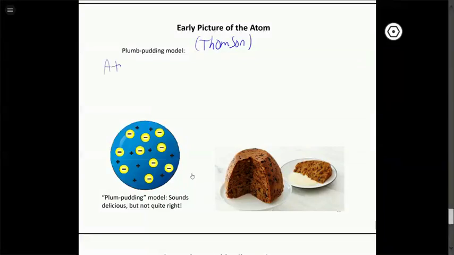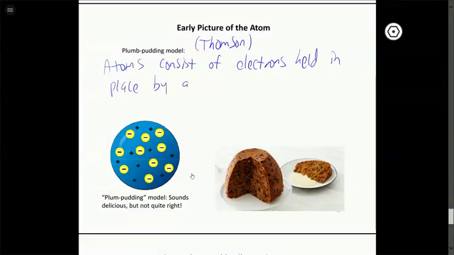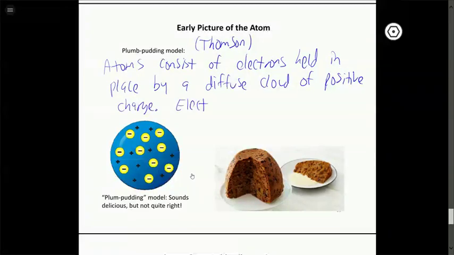Okay? So the idea from the plum pudding model was that atoms consist of electrons and that these electrons are held in place by a diffuse cloud of positive charge. And that the electrons are just randomly embedded into this positive charge. There's really no structure involved with them.